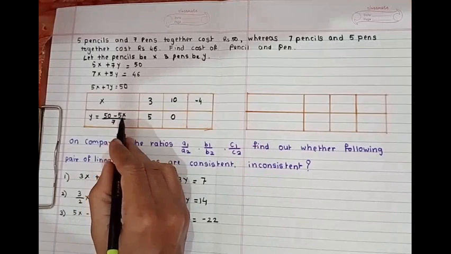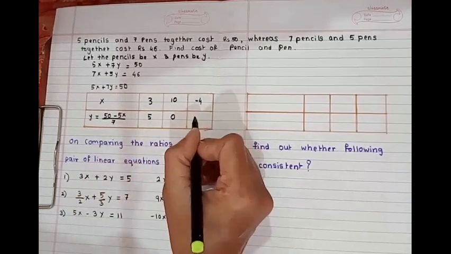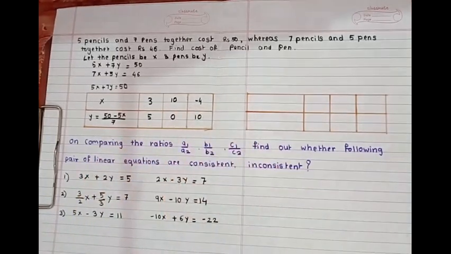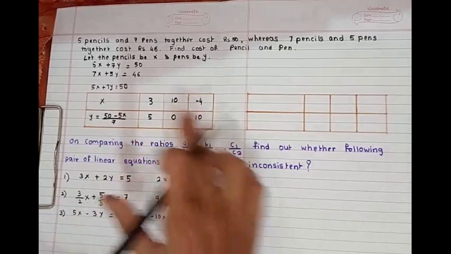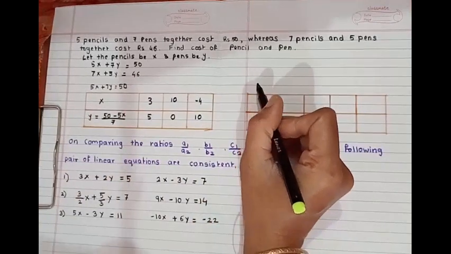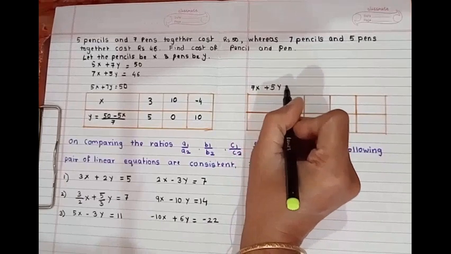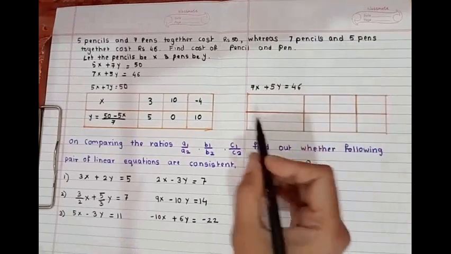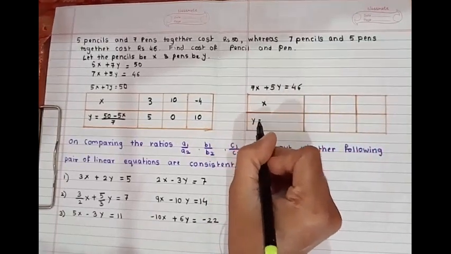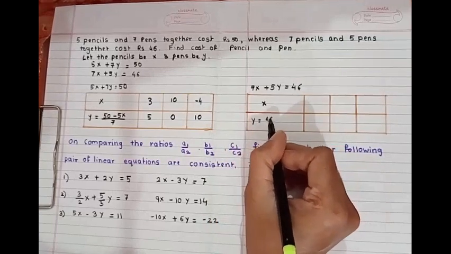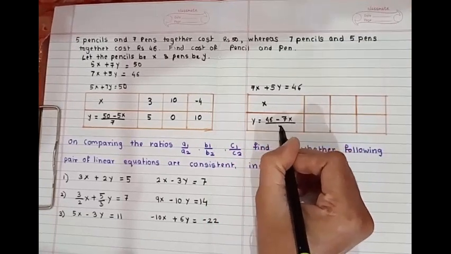What did you get here? 5 4s are 20. So 50 plus 20, 70. I will get the value of y as 10. So here I got 3 points. Similarly, for the next equation, I have 7x plus 5y is equal to 46. So put the value of x, and y will be equal to 46 minus 7x divided by 5.